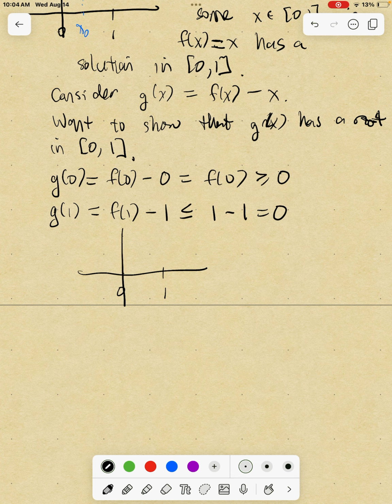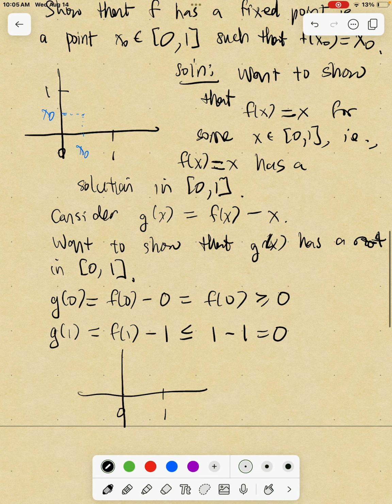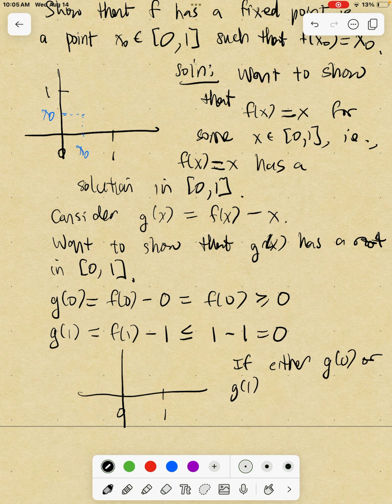Now notice that we're trying to show that there's an x naught in the closed interval from 0 to 1. So obviously if either g of 0 or g of 1 is 0, we're done, because we can just pick x naught to be 0 or 1 respectively.